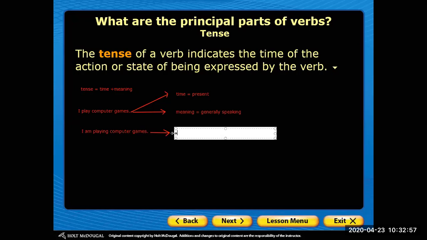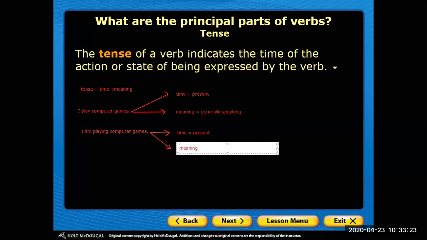Please bear with me. It's a bit awkward. The time is also present. But is it the same as the one before? No. Why? Because the meaning is different. Have you got it, boys? Yes. In what way is the meaning different here, Mazen? The meaning is that it's an action that is happening now at the moment of speaking. Right, Mazen? Oh, yes.